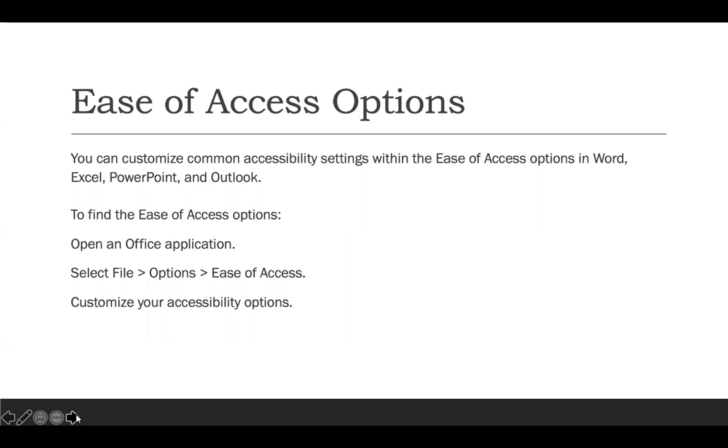So all in Office 365, and there are different versions out there, but you'll have something called an ease of access center. And this is where you'll see a lot of your accessibility options. And you'll be able to customize those in Word, Excel, PowerPoint, Outlook. So if you do have a PowerPoint, you'd be able to download and have these directions. But if not, you can right now take a picture on your phone to determine where these ease of access options are. But if you open any Office application, you'll select File, Options, and then Ease of Access, and then you'll be ready to customize your accessibility options.